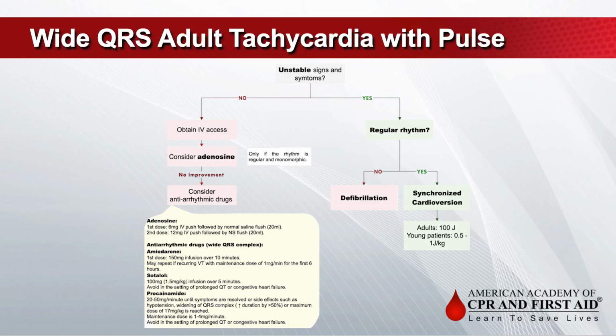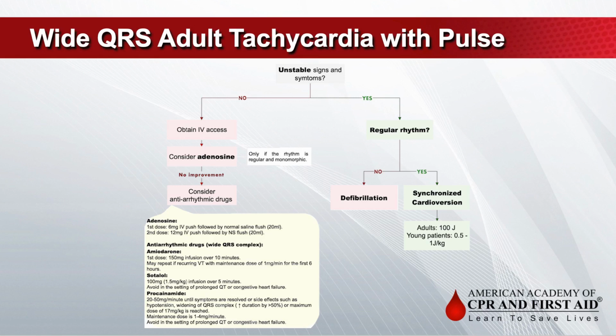If the patient is stable and has a regular monomorphic rhythm, obtain IV access and prepare to administer adenosine. If there is no improvement, consider antiarrhythmic drugs such as amiodarone. The first dose of amiodarone in a patient with a pulse is 150 milligrams over 10 minutes. This dose may be repeated. You may also consider sotalol or procainamide, but both these drugs should be avoided in patients with a prolonged QT.